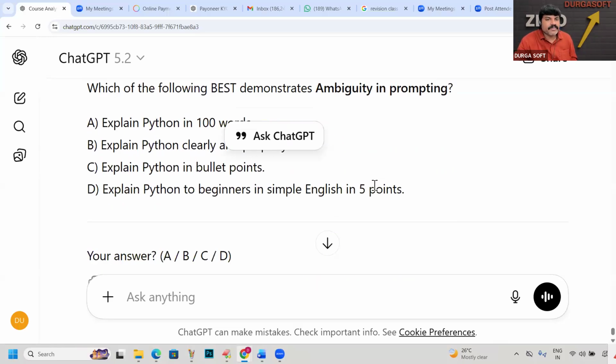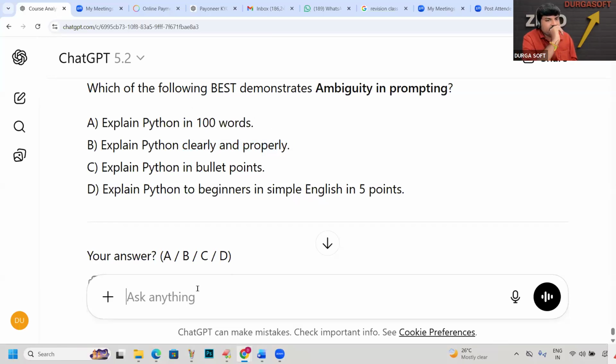Remember that. Next. Which of the following best demonstrates ambiguity in prompting? Can anyone please observe that? A. Explain Python in 100 words. B. Explain Python clearly and properly. C. Explain Python in bullet points. D. Explain Python to beginners in simple English in 5 points. Which one? Clearly and properly. Here observe this: you are asking for either clearly or properly. Maybe B.